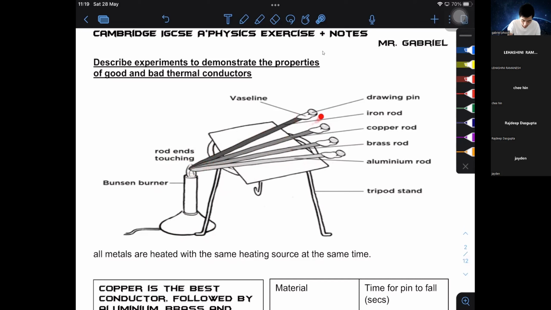at the other end of the metal, we actually stick a layer of Vaseline. Vaseline is essentially something like the candle wax kind of thing, right? And then on the end of the Vaseline, we stick a drawing pin here.